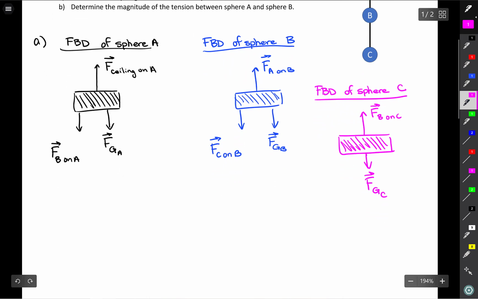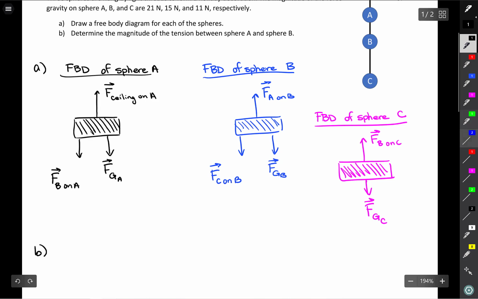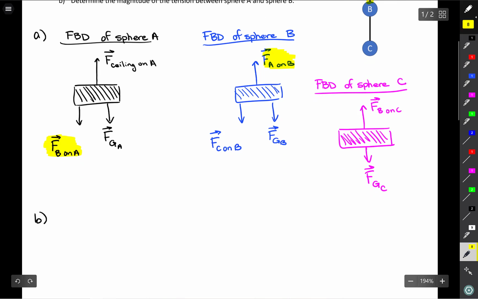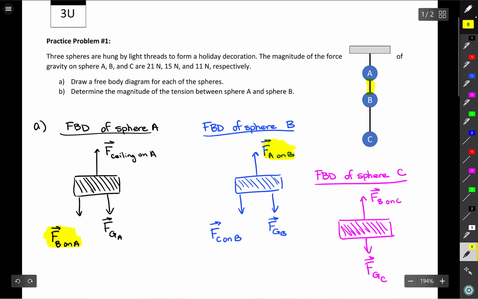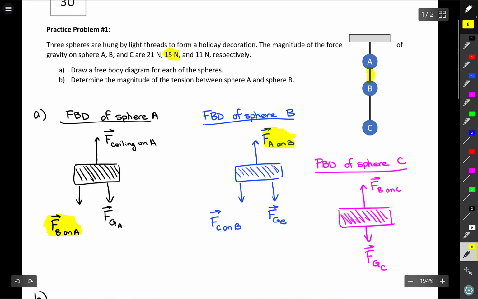So part B of this question asks us to find the magnitude of the tension between sphere A and B. So that's this rope right here. That shows up either as this force right here or this force right here, because they are both action-reaction pairs, and we know that the magnitude of them is the exact same. They're just acting in opposite directions. Okay, so I'm going to work with the free body diagram for sphere B, but there's a few things I don't know. I know that I was given the force of gravity acting on B, and that was the 15 newtons given to us in the question.